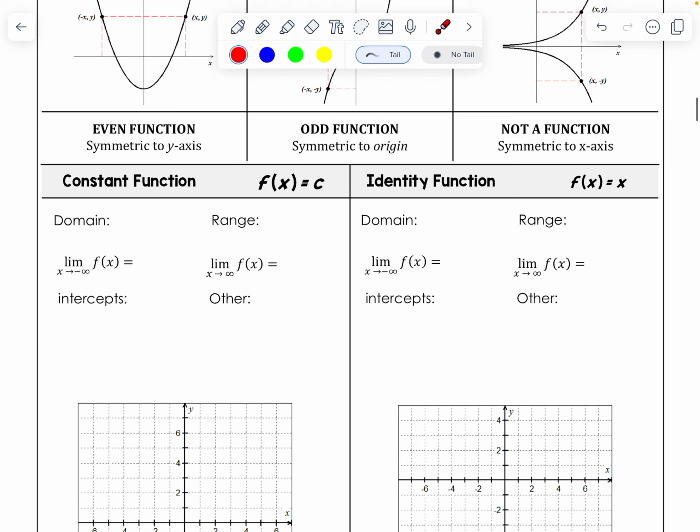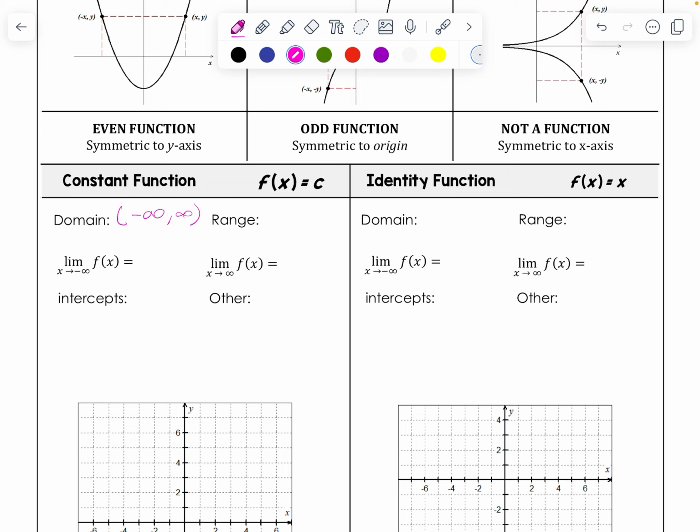All right, so let's talk about this. So a constant function looks like this: f of x equals c. So we've got negative infinity to infinity is its domain. The range is just that value of c. The limit as x approaches negative infinity of f of x is c, and the limit on the other side as it approaches positive infinity is also c. The intercepts, we know that it has a y-intercept at 0, c.